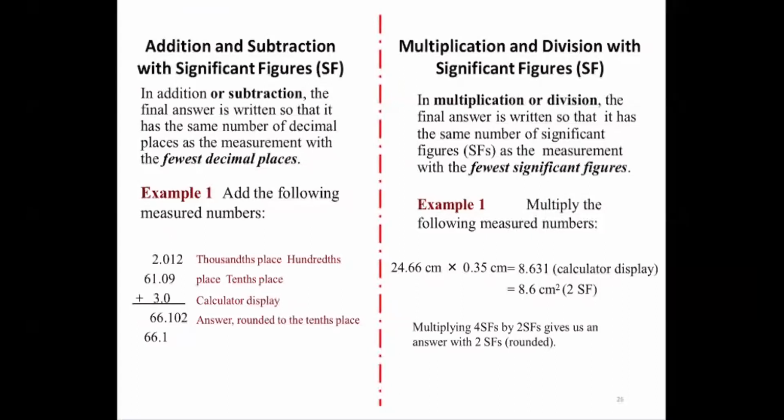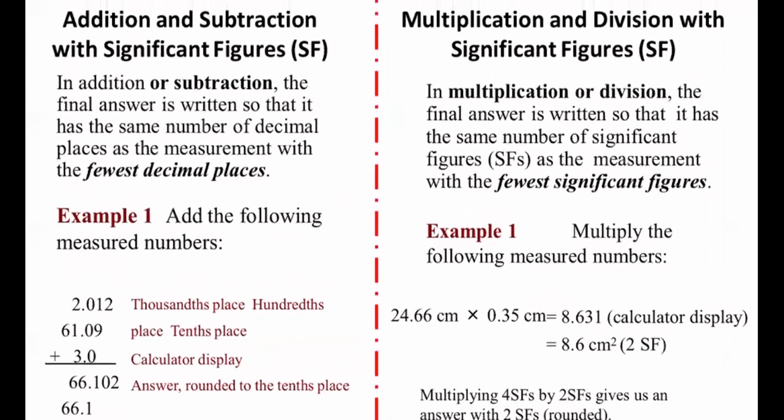So we have talked about measurements. We have talked about what they mean. We have talked about sig figs, what they mean. Now we are going to deal with how do I know, if I am taking measurements and I'm adding or subtracting or multiplying or dividing, how many sig figs I'm supposed to report? On the left side are the rules for addition and subtraction. On the right side, multiplication and division.